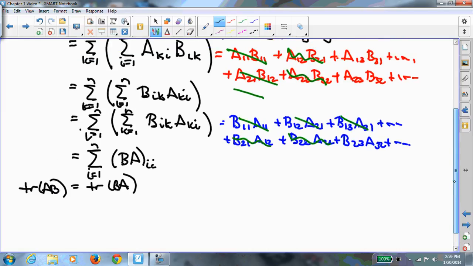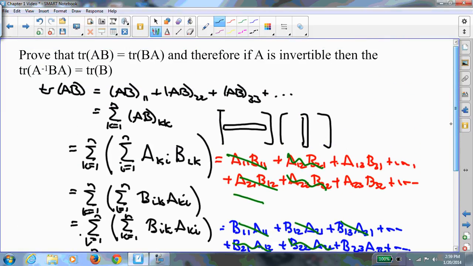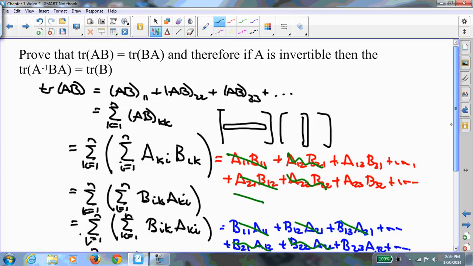Now, to continue with the second half. The second half was to prove that the trace of A inverse BA equals the trace of B.